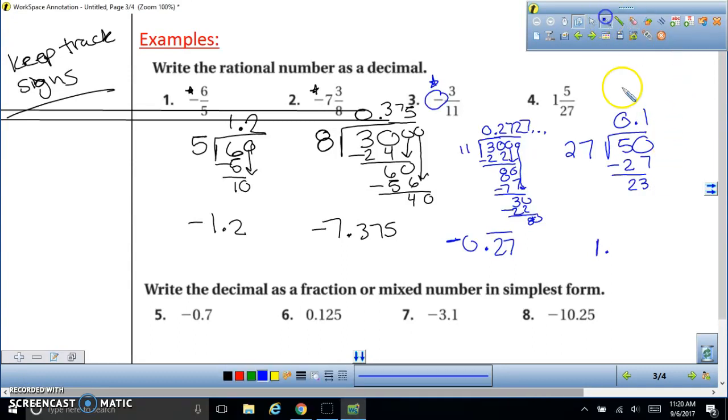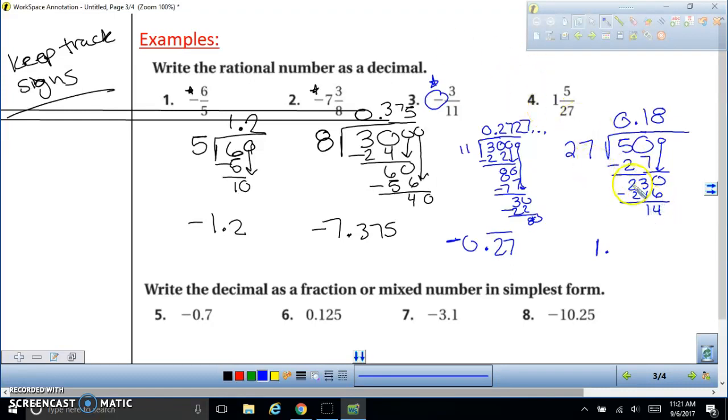Okay. 27 does not go into 23 at all, so we can add that 0 and drop it down. 27 goes into 230 probably about 8 times. I do believe it's 8. 27 times 8 is 216. Yeah, that makes sense. 230 minus 216 is 14.